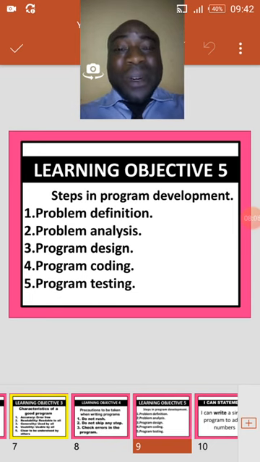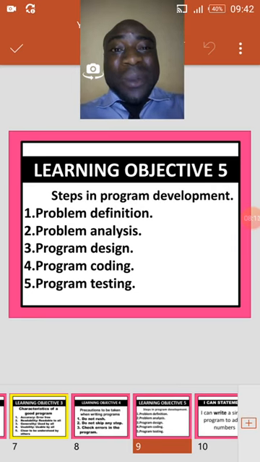And what do we mean by program coding? It is using programming language like Pascal, Basic, COBOL, C++ to write the program. Okay. Then the last one is program testing. What do we mean by program testing? Program testing is where the programmer will test the program for any error, because error in computer will not make it work. So what are the steps in program development again? We have 5. Problem definition, problem analysis, program design, program coding, and program testing.